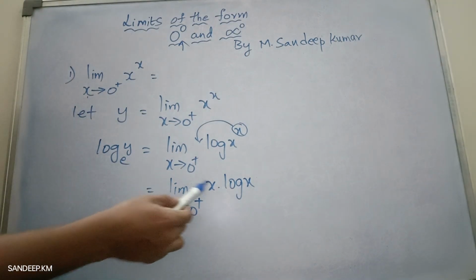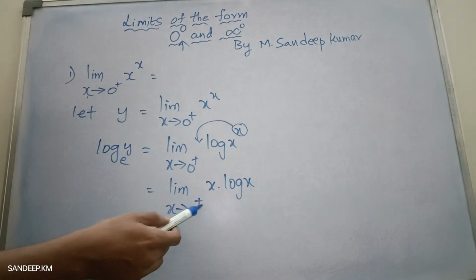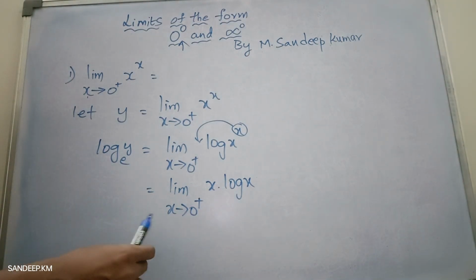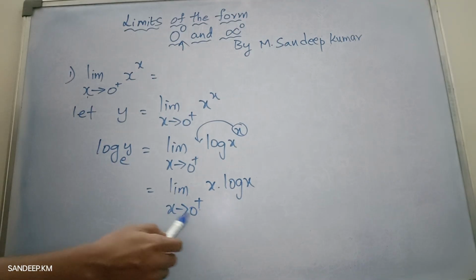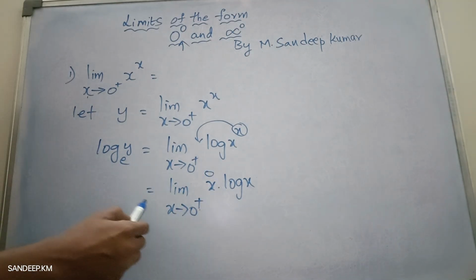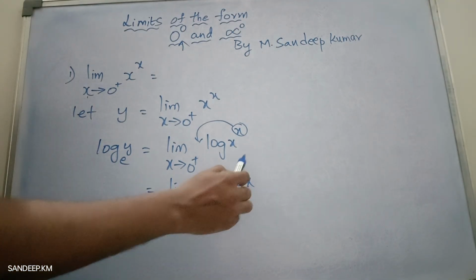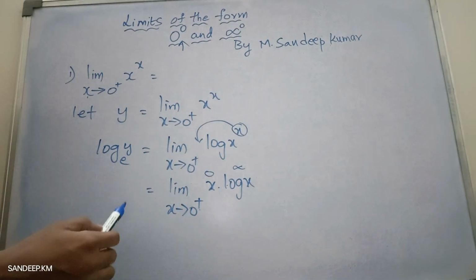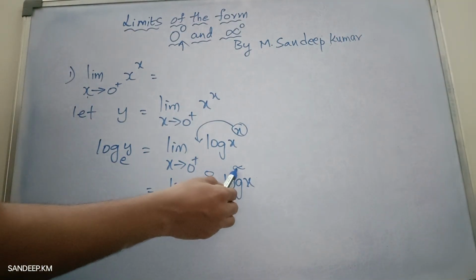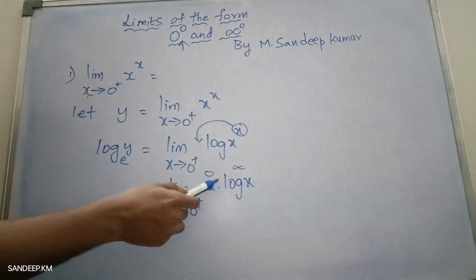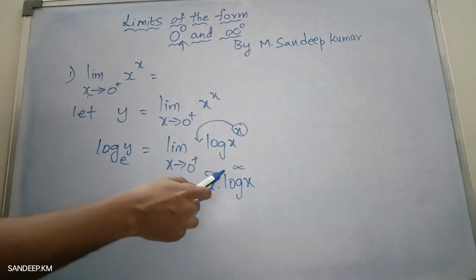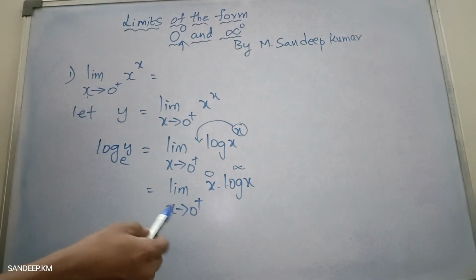And I will convert this into 0 by 0 form. How can we convert it? X is approaching 0 plus, so this is taking value 0 and this is log of 0 plus. Log of 0 plus is infinity. So it is in 0 into infinity form. I'll convert it into 0 by 0 form or infinity by infinity form in order to use L'Hospital's rule.